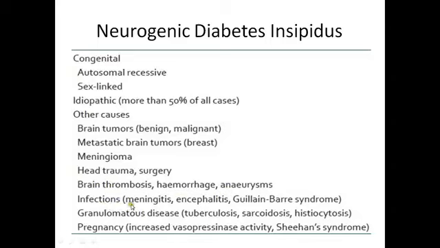Then infections like meningitis, encephalitis, Guillain-Barré, so anything to do with the brain, okay? Granulomatous disease, tuberculosis, sarcoidosis, histiocytosis. In pregnancy, the neurogenic takes place because of the Sheehan syndrome.